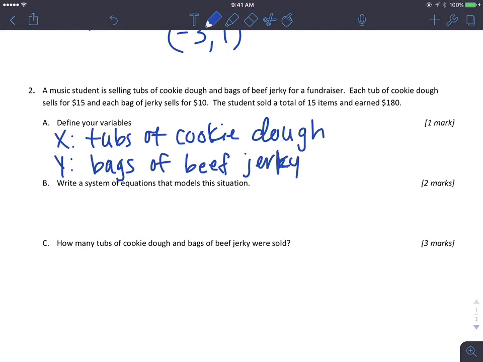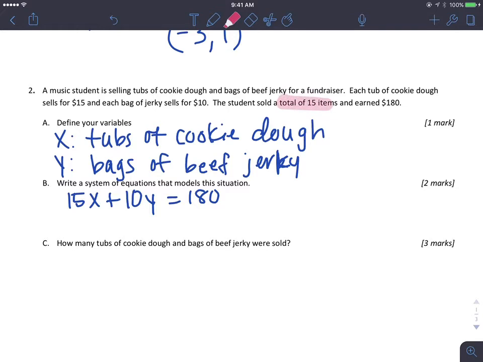We're going to have two equations. So first we see these different dollar amounts, 15, 10, 180. Let's put all the money together into one equation. So cookie dough is the $15, so 15x plus 10y equals 180. And remember, this first page, we're doing equations, so equal signs, not greater than or less than signs.